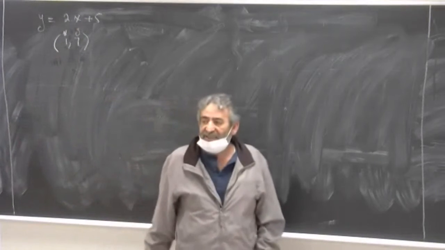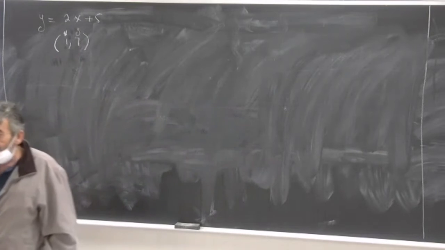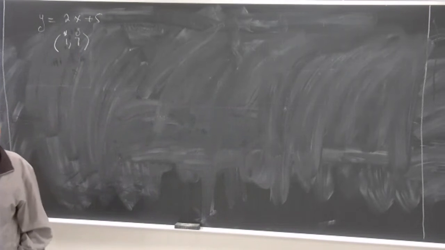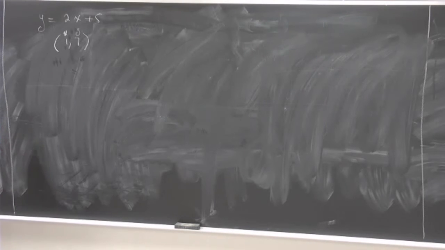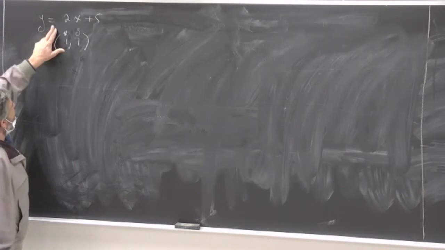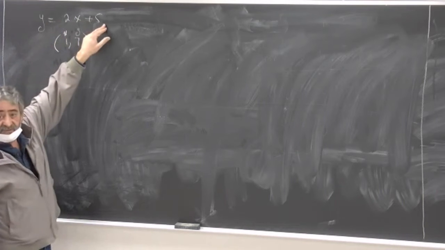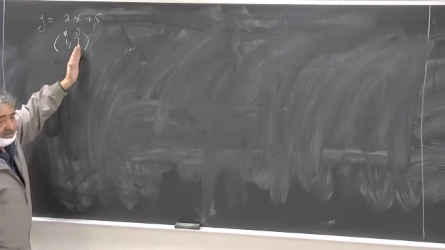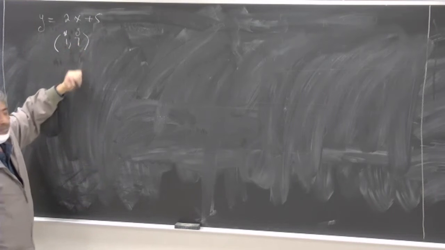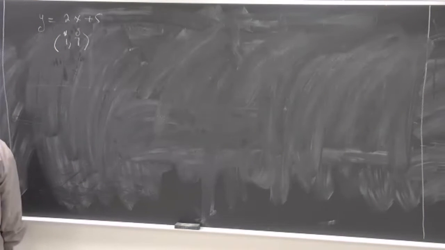And therefore, if that point is a solution, all I have to do is substitute those values and see if I get a true equation. Now, the equation says y equals 2 times x plus 5. So now what I have to do is just take away y, replace it by 7. Take away x, replace it by 1, and see what I get.